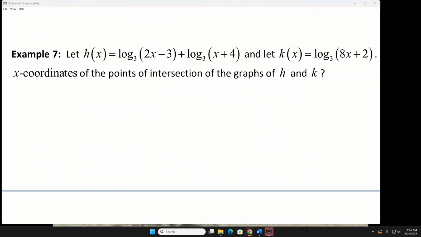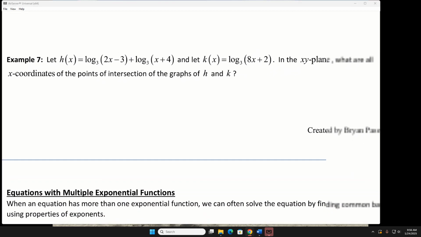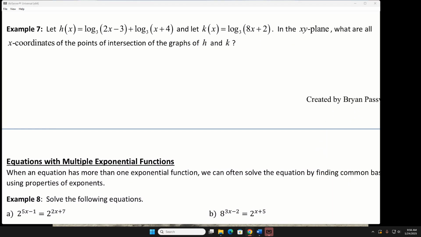Okay, and then I'm going to skip down to number 7, example 7. I feel like this might be a way that they'll ask this on the multiple choice part. So we have H is a logarithmic equation and K is another one. And we want to know what are the x coordinates of the points of intersection of H and K. So, and it's going to not be a calculator question. So how can we figure that out?